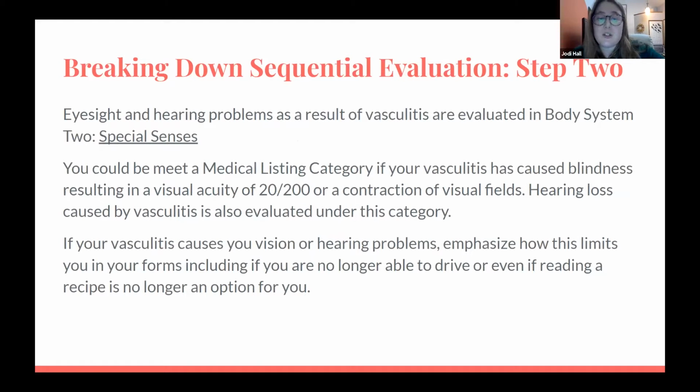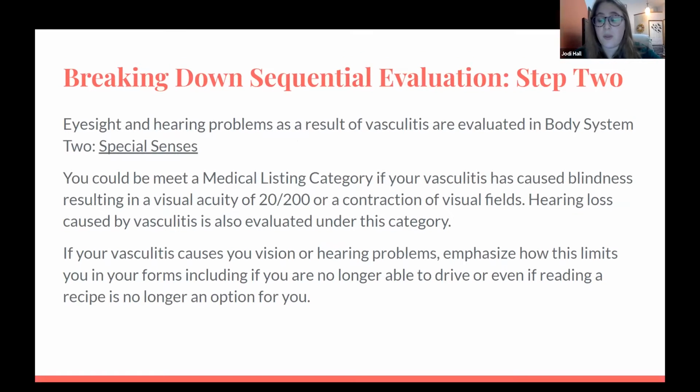Body system 2 is special senses. If your vasculitis is affecting your eyes or your ears, you could be considered under this body system. If you have tinnitus and it's making it really hard to understand people when they talk, if you are losing your visual acuity, or if your visual fields aren't what they used to be, then this could very well be a body system that you'd qualify under.